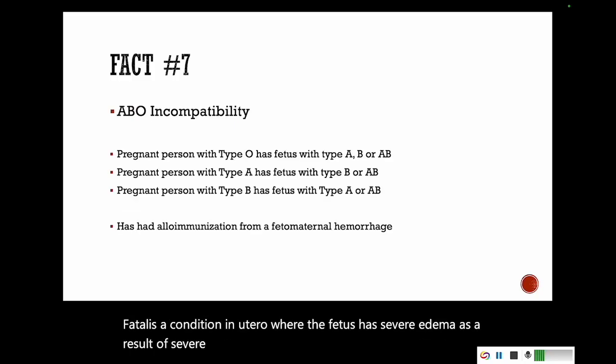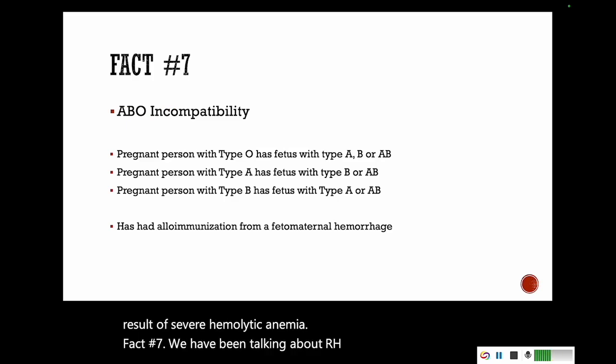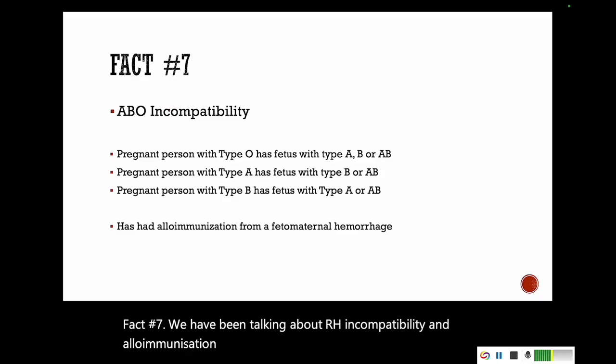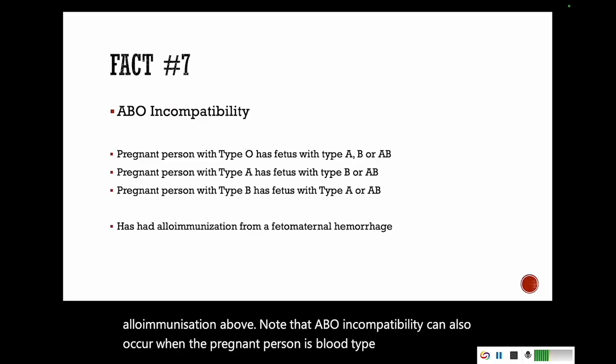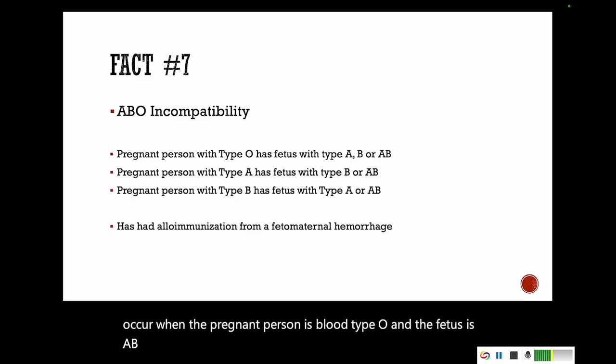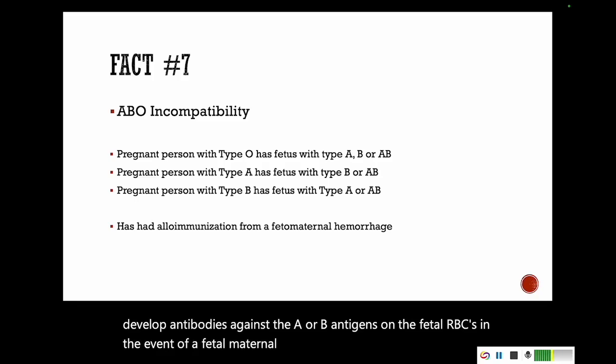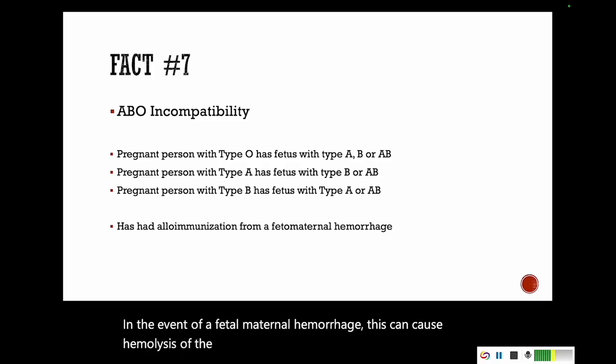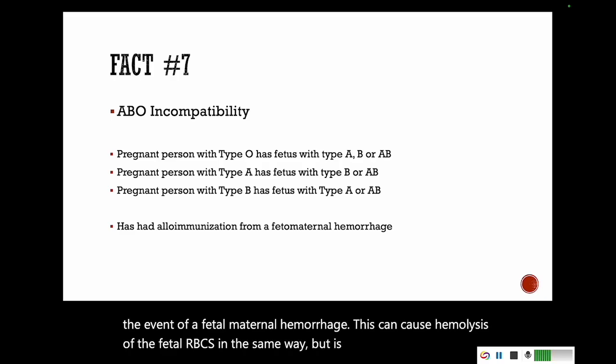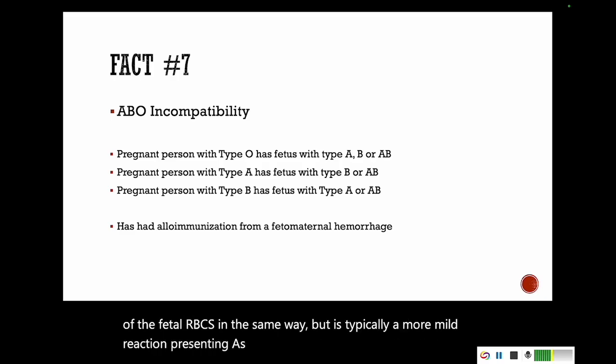anemia. Fact number 7. We have been talking about Rh incompatibility and alloimmunization above. Note that ABO incompatibility can also occur when the pregnant person is blood type O and the fetus is A, B, or AB. In this case, it is possible for the pregnant person to develop antibodies against the A or B antigens on the fetal RBCs in the event of a fetal-maternal hemorrhage. This can cause hemolysis of the fetal RBCs in the same way, but is typically a more mild reaction, presenting as mild self-limiting anemia with hyperbilirubinemia in the newborn.